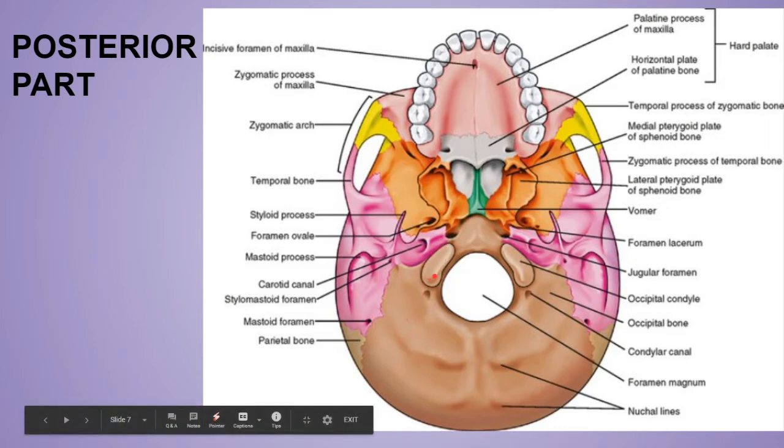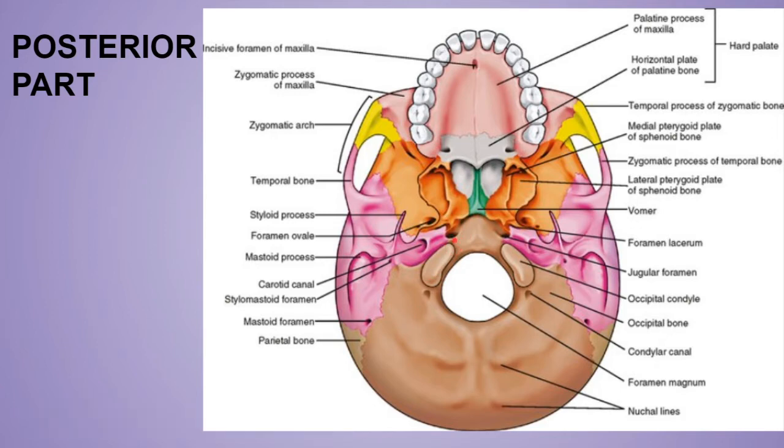Then the jugular foramen. The jugular foramen is this one. Don't get confused between the jugular foramen and the foramen lacerum. This is the jugular foramen, between the occipital bone and the petrous temporal bone. The pink one is the petrous temporal bone, and this is the occipital bone. Between these two we have the jugular foramen, while the foramen lacerum, in the middle part, is between the petrous temporal bone and the sphenoid bone. The jugular foramen is between the occipital bone and the petrous temporal bone.